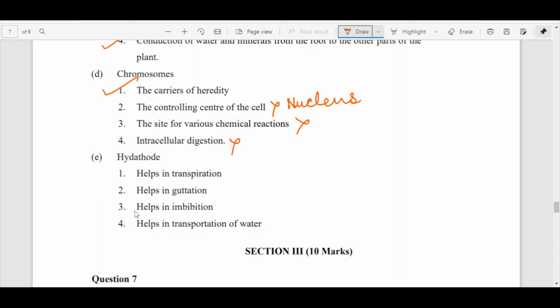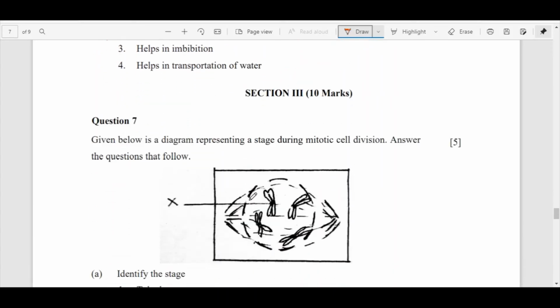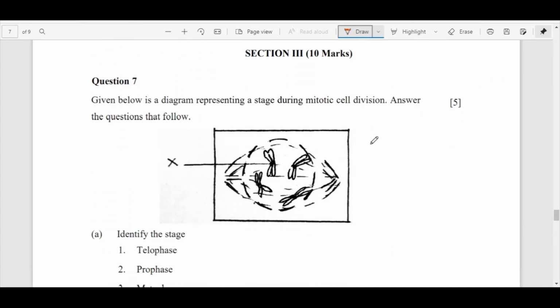Now moving on to the next one, that is question number E, hydathode. Options are number 1, helps in transpiration. Number 2, helps in guttation. Number 3, helps in imbibition. Number 4, helps in transportation of water. Beta, the right option here is guttation. That is helps in guttation. Option number 2, I already taught you just before some time. So let us not waste time, children, and move on to section 3, that is carrying 10 marks.